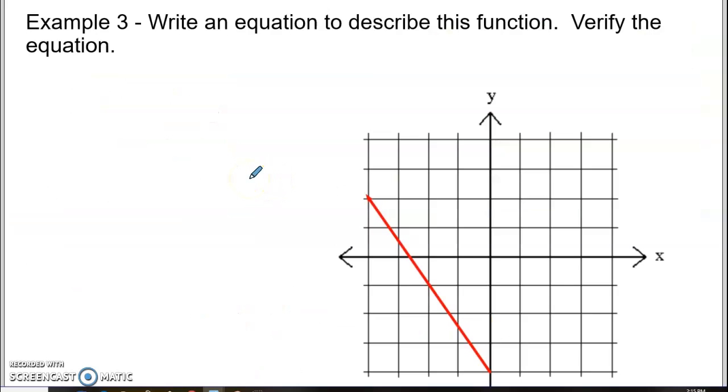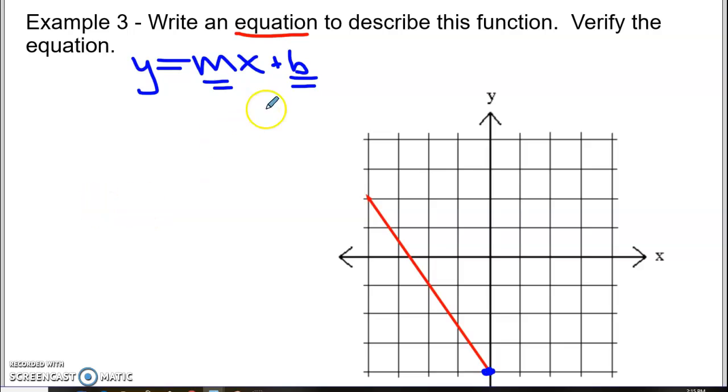Let's continue on then to example 3 in your notes. Here we're asked to write an equation to describe the function. So when we write an equation, the equation is going to be mx plus b, which means I need the slope, the m, and I need the y-intercept, the b. So when I look at this graph, I see that it has a y-intercept down here at -4.